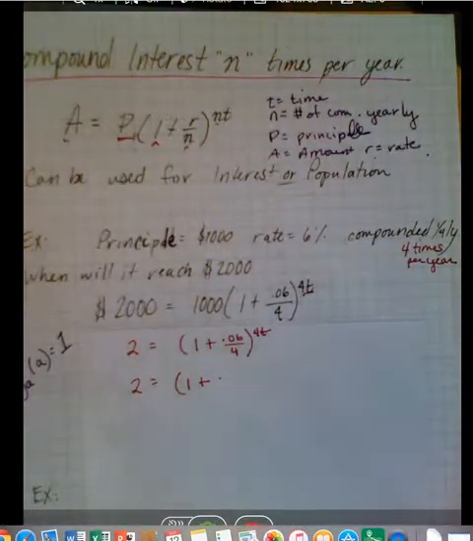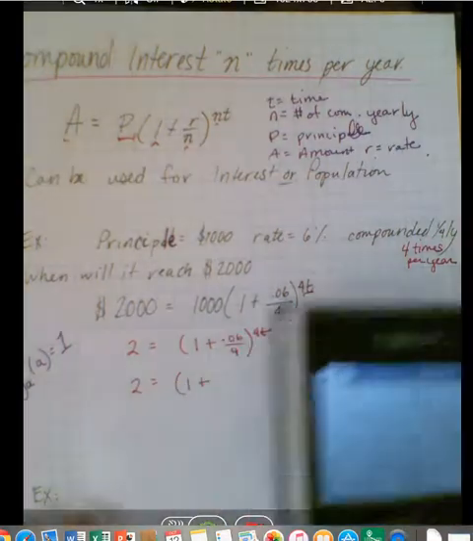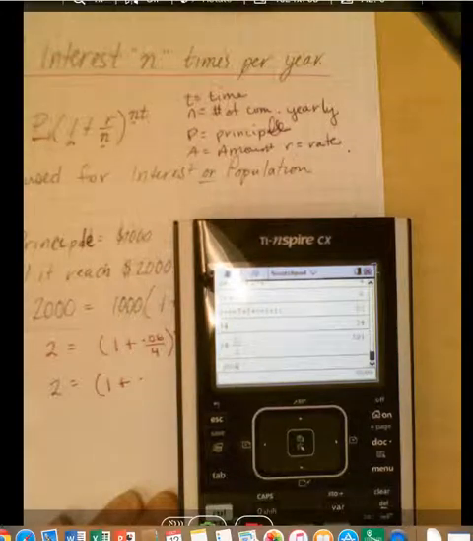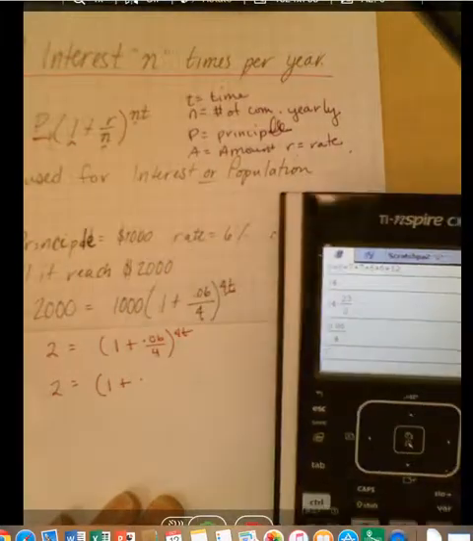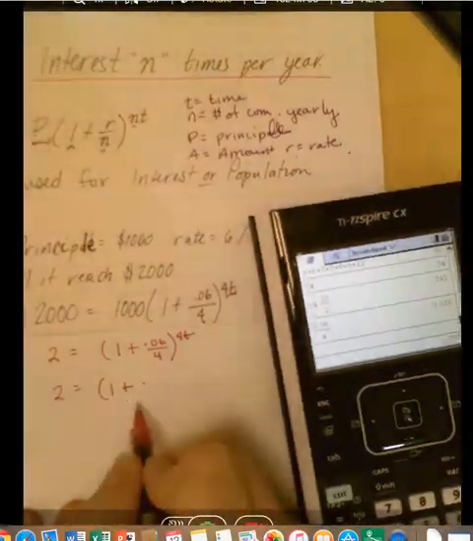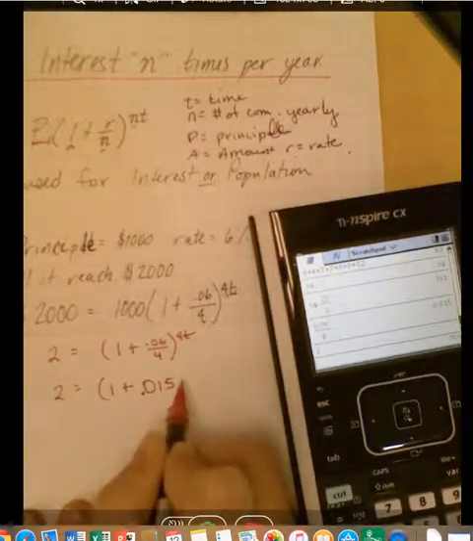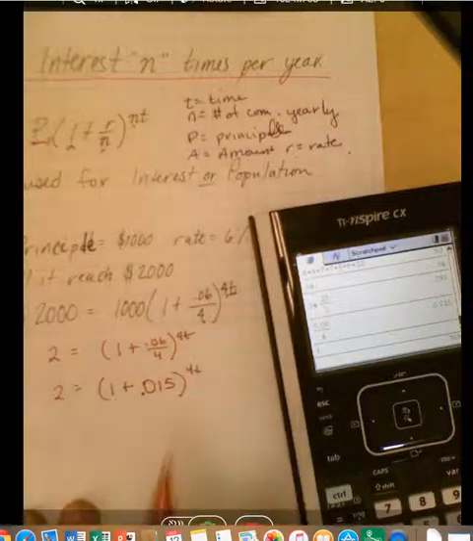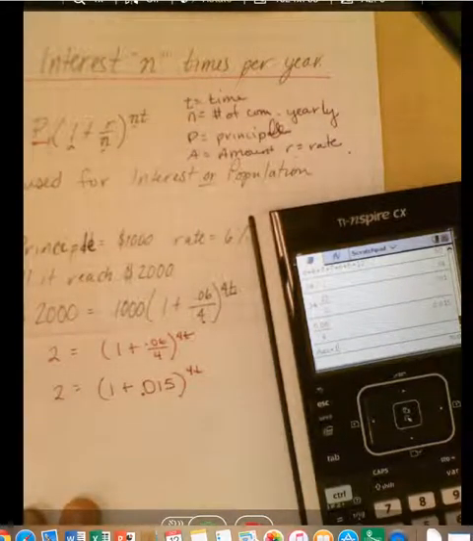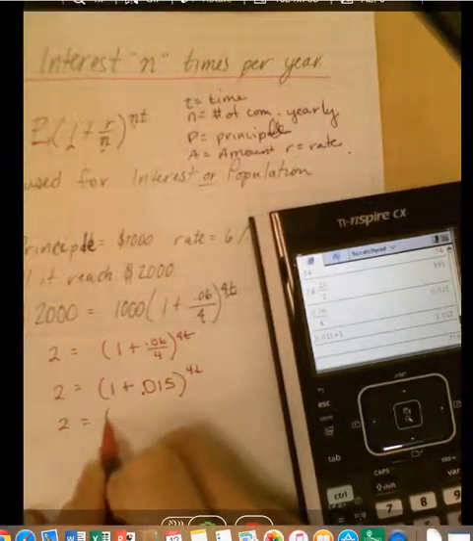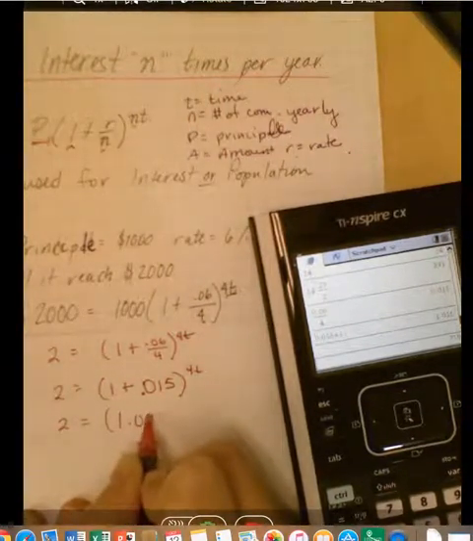I'm going to use my calculator. 0.06 divided by 4 is 0.015. So 0.015 plus 1 is 1.015, to the 4t.